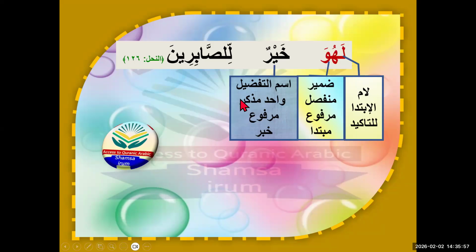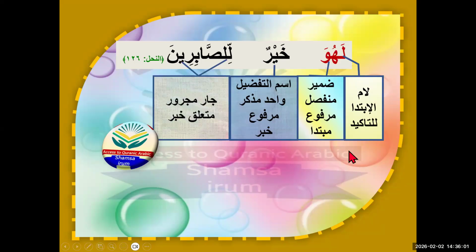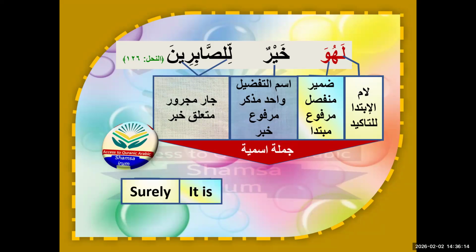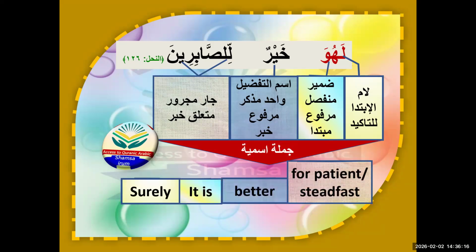Again wahid and muzakkar, and it's marfu because it's a khabar, it's a predicate. Lis sabirin, jar majrur, mutalliq khabar, means related predicate, so it becomes a full jumla ismiya now. Translation is: surely it is better for the patient or steadfast. You can say certainly, verily, no doubt.